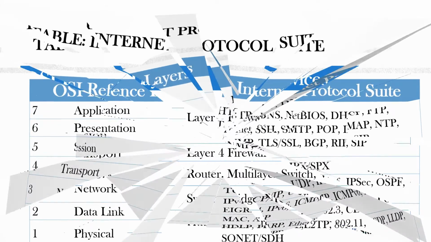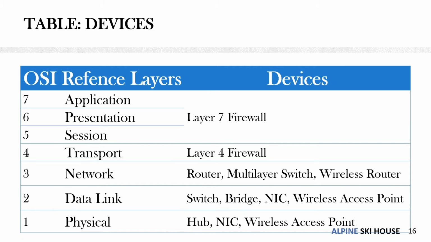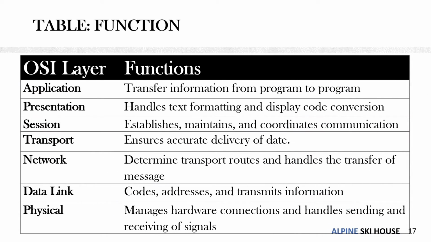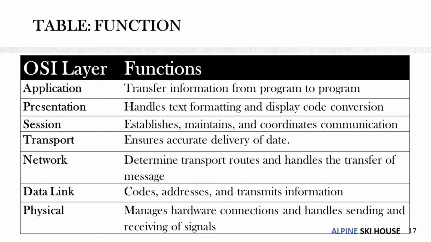And now on to the third table. This table is categorized as the devices. In this third table, you will see the devices used that enable these layers to function, and these devices include tangible and intangible devices. And lastly, the fourth table. This fourth table is categorized as the OSI layer functions. In this fourth table, we will see the specific actions that these layers perform individually.